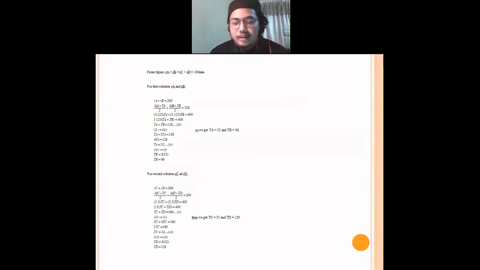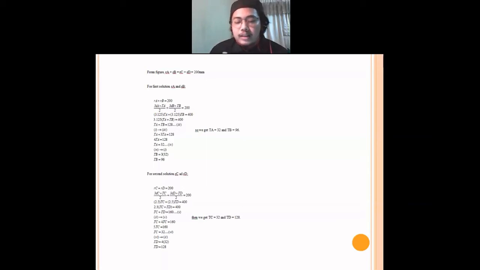So from the figure, radius of gear A plus radius of gear B is equal to radius of gear C plus radius of gear D equal to 200 millimeter. So for the first solution, we will settle the radius of gear A and B using the formula module A times teeth A over 2 plus module B times teeth B divided by 2 equal to 200.